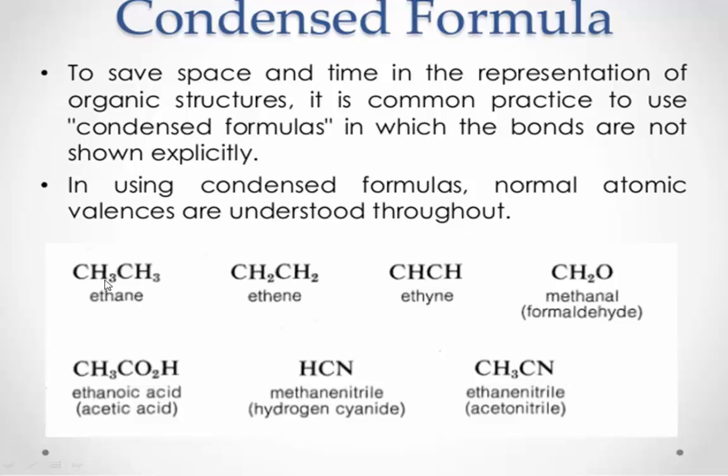Ethane, it is one of the examples here, CH3CH3. It contains 2 carbon atoms and 6 hydrogen atoms, but the bond is not represented here. Therefore, it is a condensed structure. Because this carbon atom contains 3 hydrogens, this carbon atom also contains 3 hydrogens. Similarly, this is a condensed structure of ethene, and this one is the condensed structure of ethyne. Here methanol, ethanoic acid, methane nitrile, ethane nitrile. These are some examples for condensed structure.